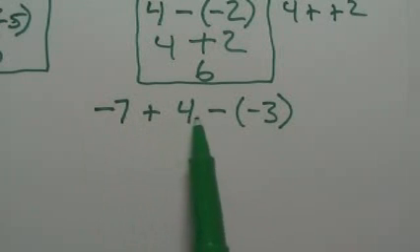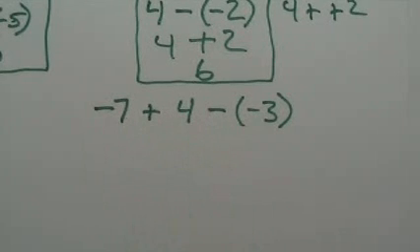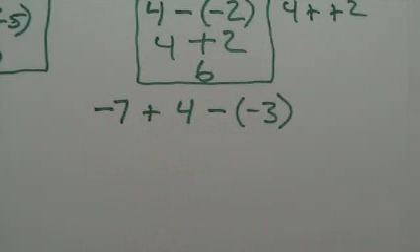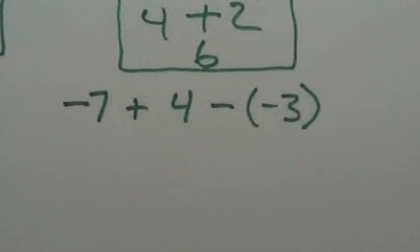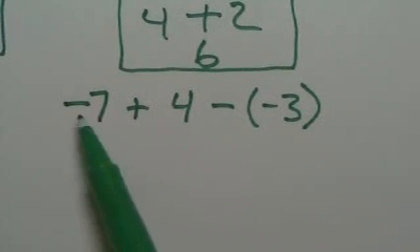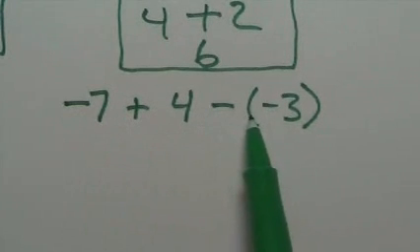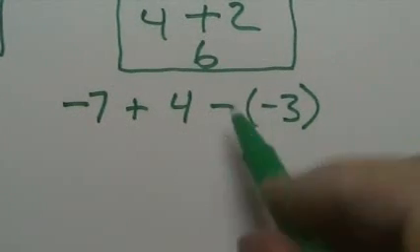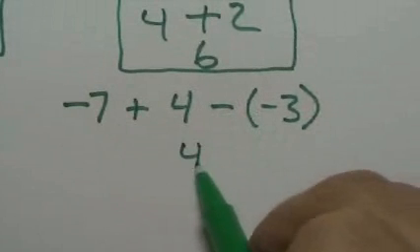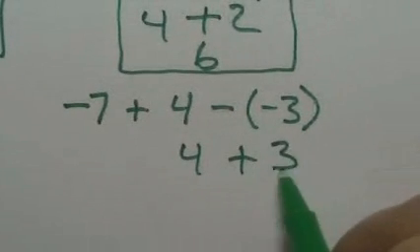Negative 7 plus 4 minus negative 3. All right, first of all, we have a double negative. So let's take care of that first. Double negatives. So this is a big plus. So really I have 4 plus 3.